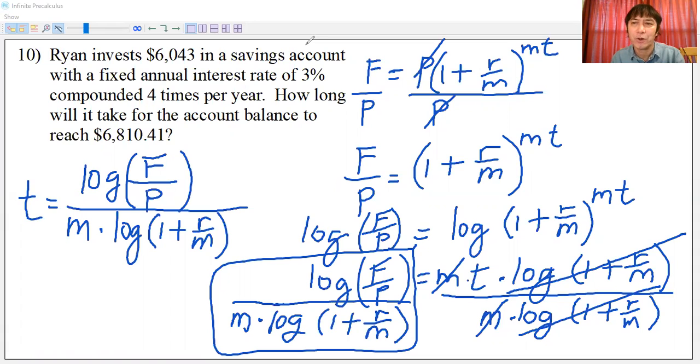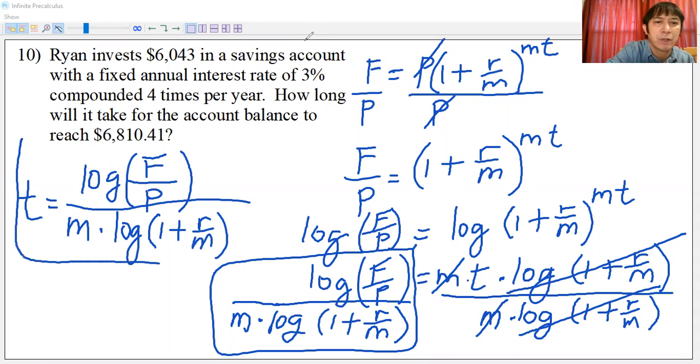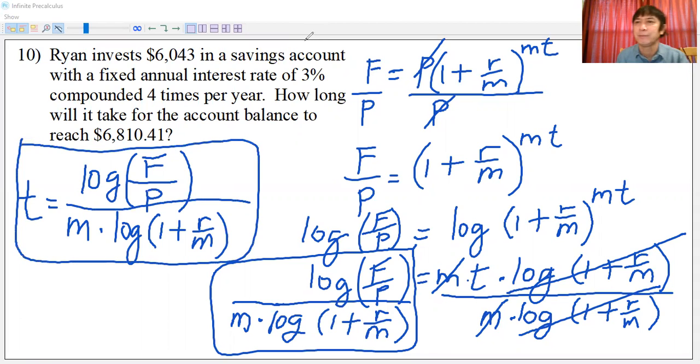That's the logarithm of the ratio, final amount over amount invested, divided by the product of the number of compounding periods and the logarithm of the sum of 1 and the ratio r over m. This is the formula. So let us use that formula to solve this problem.